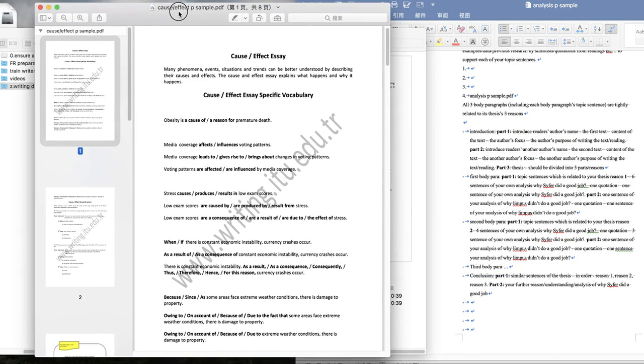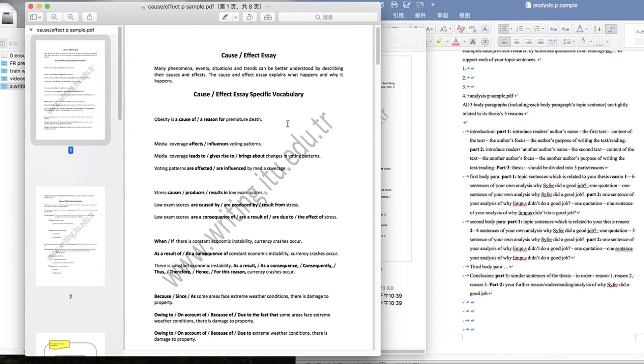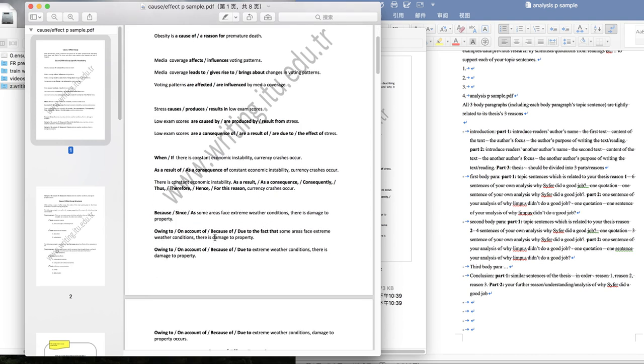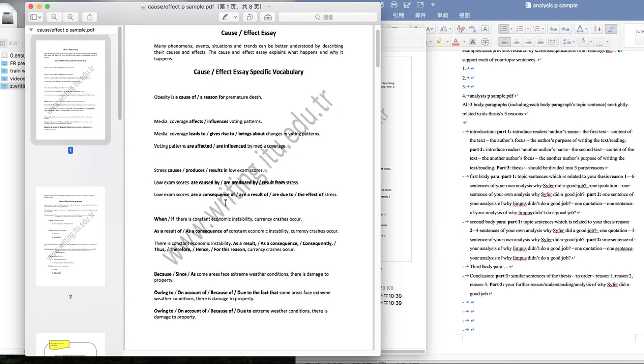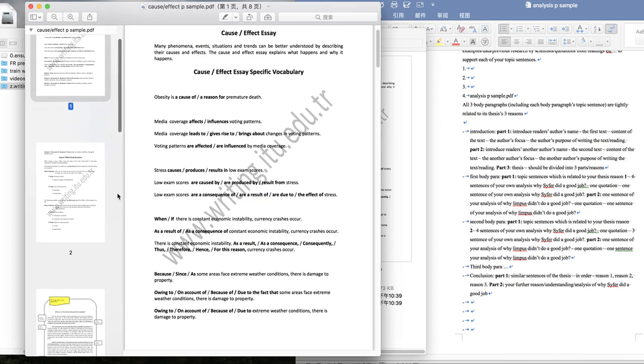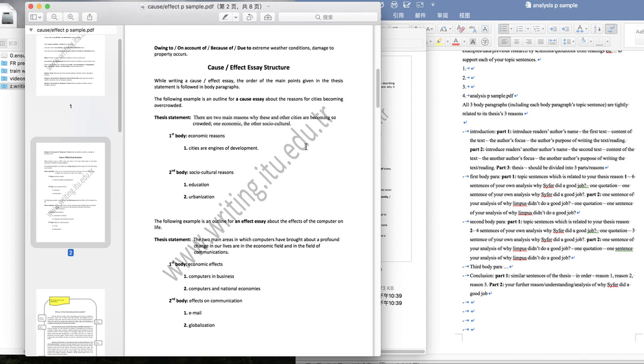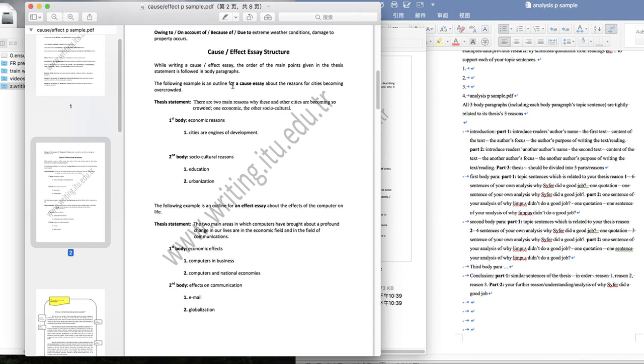So for the cause and effect essay, first of all, you need to know this vocabulary, because it's cause and effect. So you need to state your reason, right? The effect, reason, effect, right? You need to open this file and become familiar with these words, this vocabulary. And this is the outline or the structure for a cause essay.